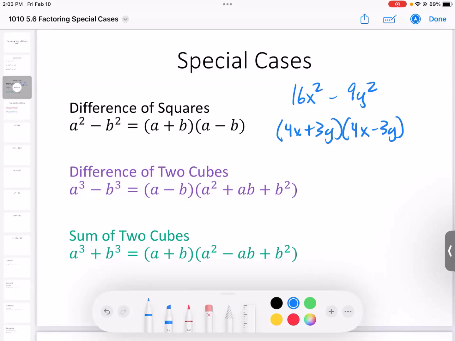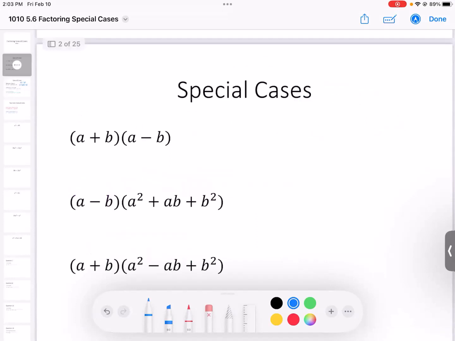But I want to show you guys where these formulas come from because I think it's interesting. I'm not offended if you guys don't think it's interesting, but I'm going to show you where it comes from. So if we look at this, remember factoring is basically undoing multiplication of polynomials. So if we multiply these together, we should get a squared minus b squared in the formula.